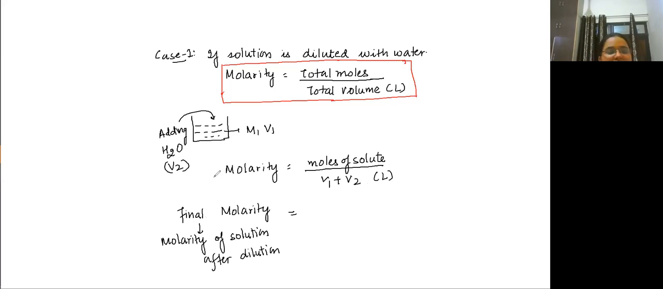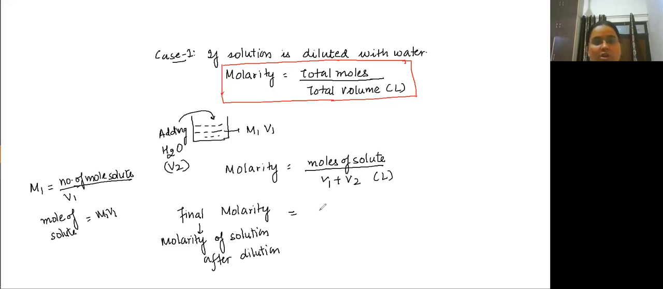Molarity is M1, volume is V1. So what is the moles of solute? Initially molarity is M1, volume is V1. So moles of solute will be M1 V1. So final molarity is M1 V1 divided by V1 plus V2. So this is the formula that you should use if it undergoes dilution.